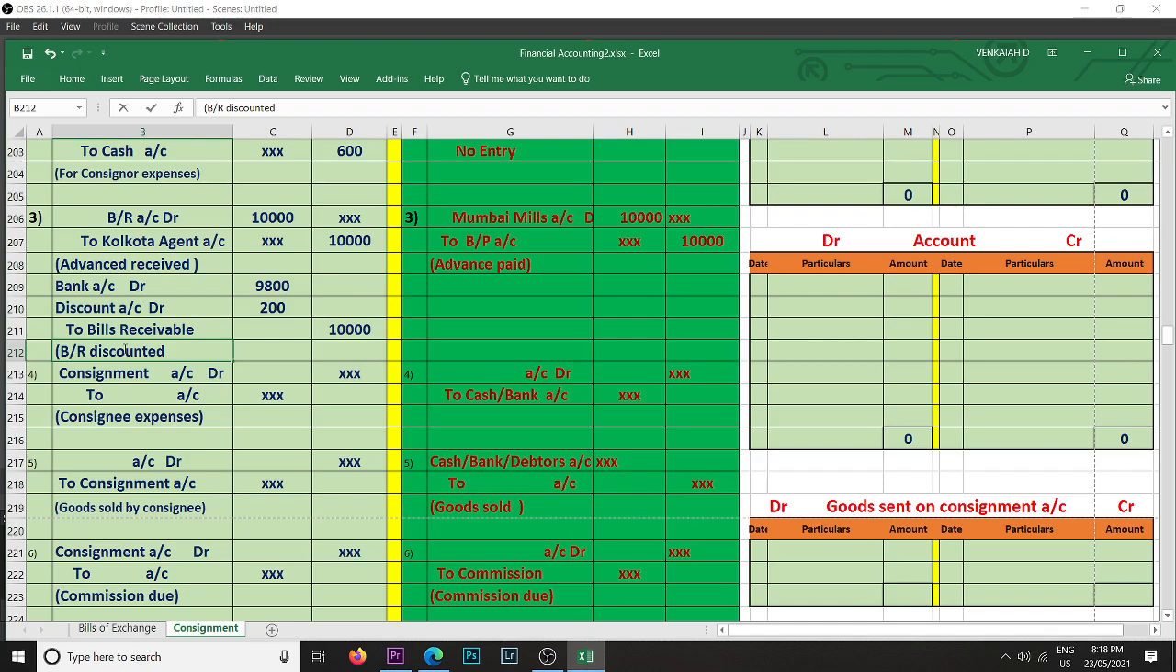Right. So now we recorded consignor expenses 600 and the bill is discounted for 200. The goods were received in Kolkata in due course. The account sales was received as follows. 200 bales of goods at 14,000. These are sales, goods sold by consignee. So the sales entry we have already written, except the consignee name. Consignee name is Kolkata agent.